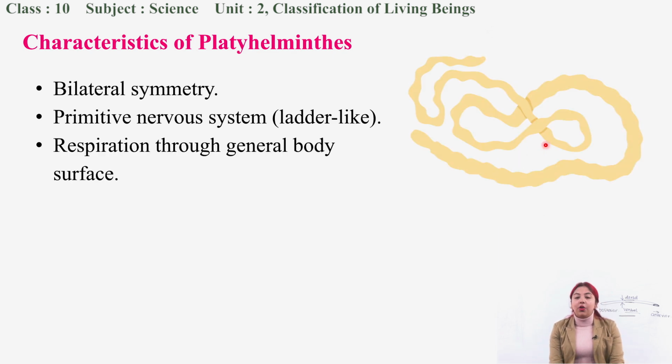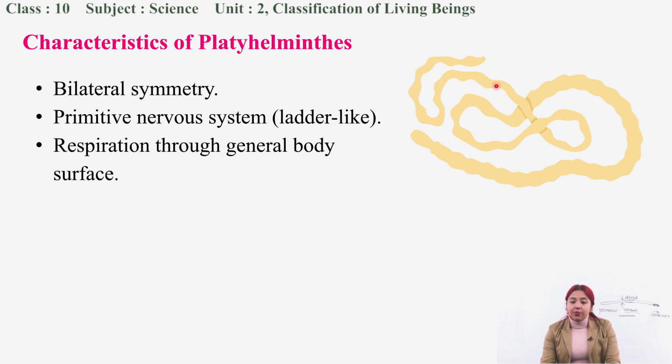Now, respiration occurs through the general body surface. Now, their body surface is flat, dorsoventrally flattened. So it's really flat, and the surface area is also very high. So the process of diffusion for gaseous exchange or for nutrition distribution is very easy because the body is very flat. So diffusion is much easier.